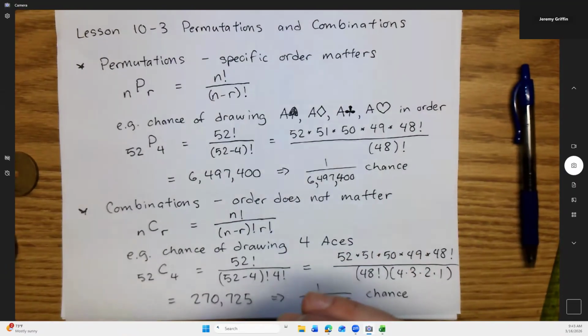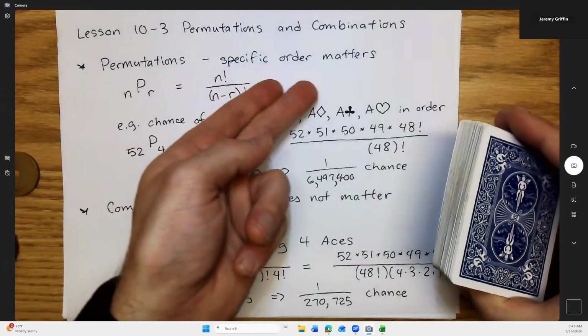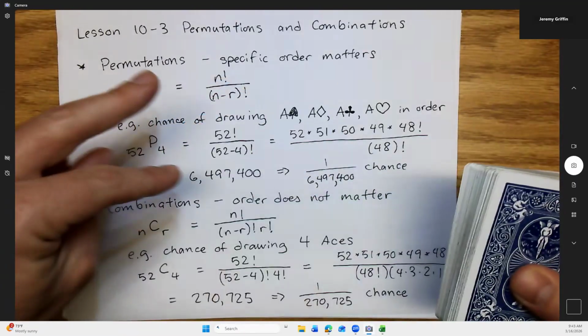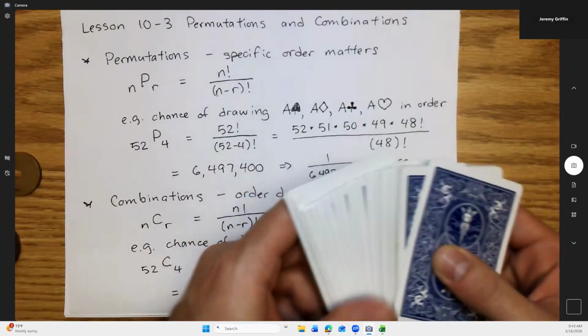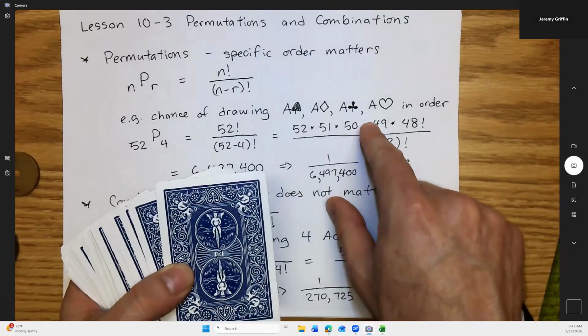The permutation is looking for how many ways something can happen if a specific order matters. And then if you take the reciprocal, what's the chance of that happening? Like I could say, what's the chance I draw 4 cards out of the deck and they are these 4 aces in this order.